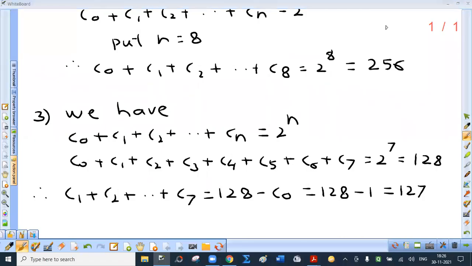Third one, show that C1 plus C2 plus C3 up to C7 is 127. Now, sum of all binomial coefficients of order n is 2 raised to n. Put n equal to 7. So C0 plus C1 plus C2 up to C7 is 2 raised to 7, which is 128. Now we are asked to find C1 plus C2 up to C7. So bring C0 to RHS. So 128 minus C0. Actually C0 is 7C0, which is nothing but 1. So 127.